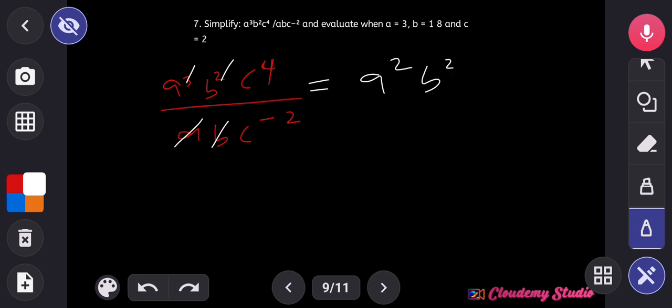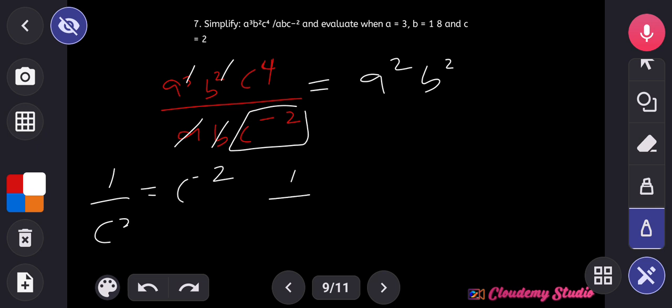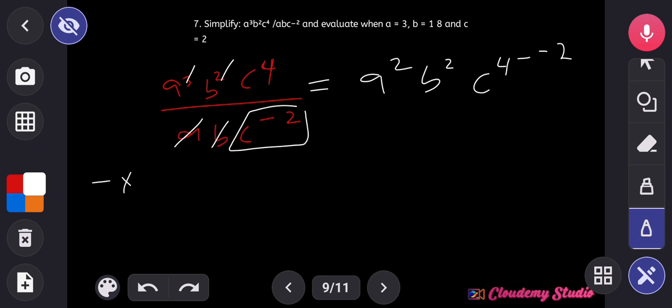The only one that can be quite complicated is this particular one. What you're going to do is, remember that if you're having 1 over c squared, the same thing as c raised to power minus 2, right? Therefore, if you're having 1 over c raised to power minus 2, is the same thing as c raised to power minus minus 2, which is equal to c raised to power 2. Therefore, in this case, this is the same thing as c raised to power 4 minus minus 2. And minus minus 2, I've already told you. Minus times minus will give us what? Will give us plus. Therefore, that is equals to a squared b raised to power 2 c raised to power 6. Now we can now input these values here.